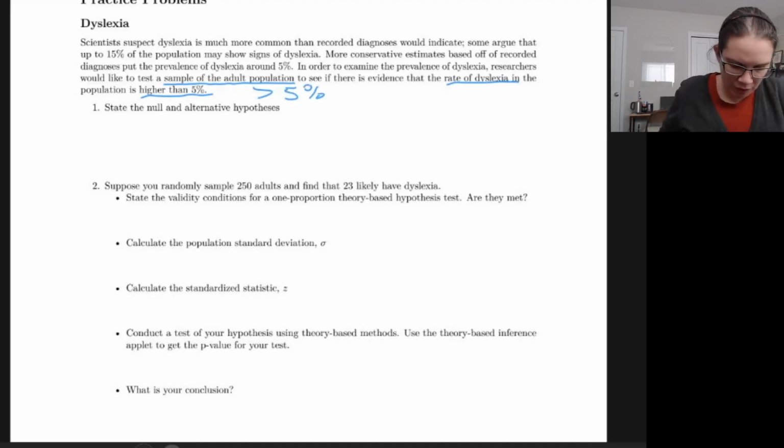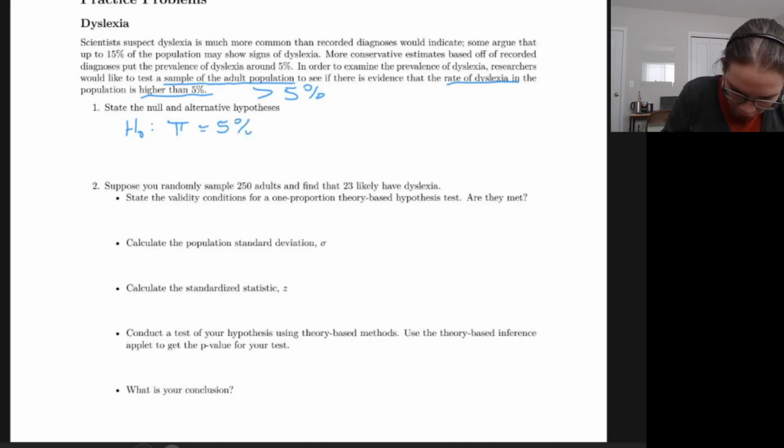So, our null hypothesis is actually going to be the opposite of this. We're going to test that pi is equal to 5%, or you could write pi less than or equal to 5%. Either one is fine. The alternative hypothesis is pi is greater than 5%, because this is what we want to be able to conclude at the end.